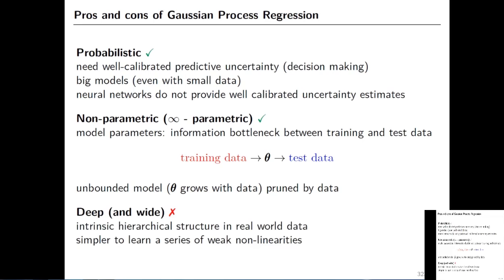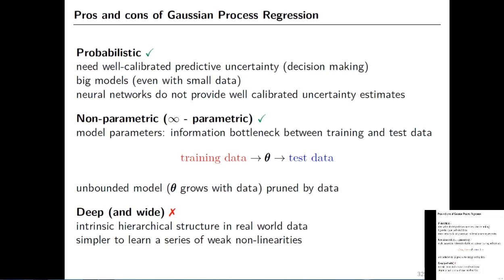Here's where Gaussian processes suck at the moment. In many data modeling instances, there is hierarchical structure in the real world. Think of object recognition, as we're using that as a running example. You have objects, they're broken down into parts of objects. Those parts have different textural elements, and maybe at the bottom you have oriented edges which make up the visual structure of the world.